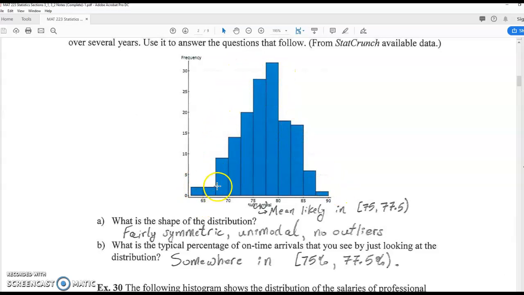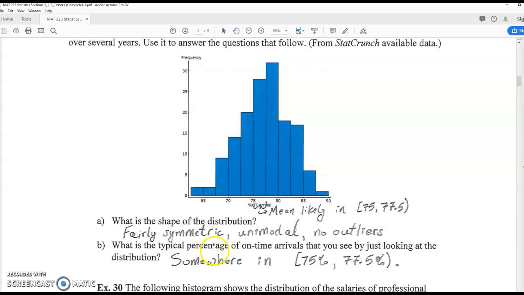Don't get disturbed by this. It almost looks like a tail. It's not really. Remember, data is not perfect. So when we look at something, if we're questioning in our mind whether it's symmetric or skewed, we should go with symmetric. Okay. Unimodal, one mound, and there's really no outliers here. Nothing that's far away from everything else.